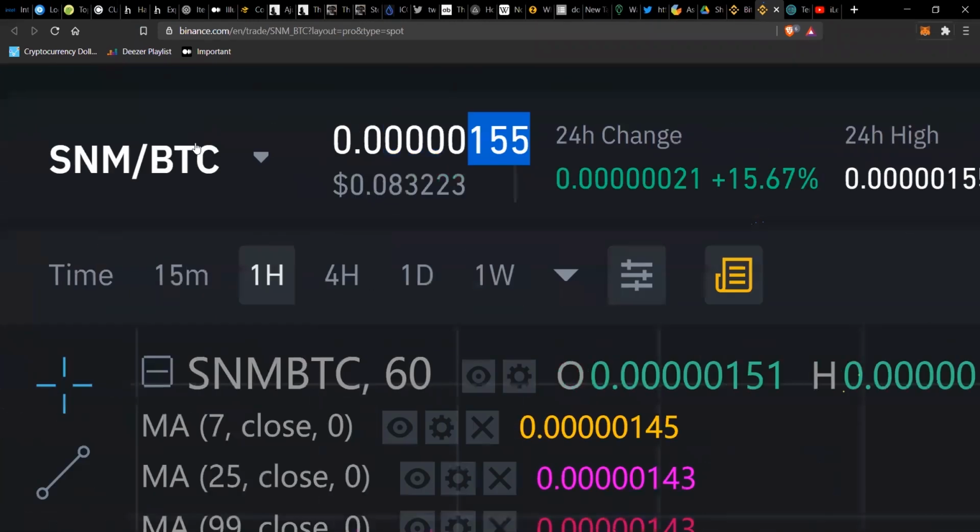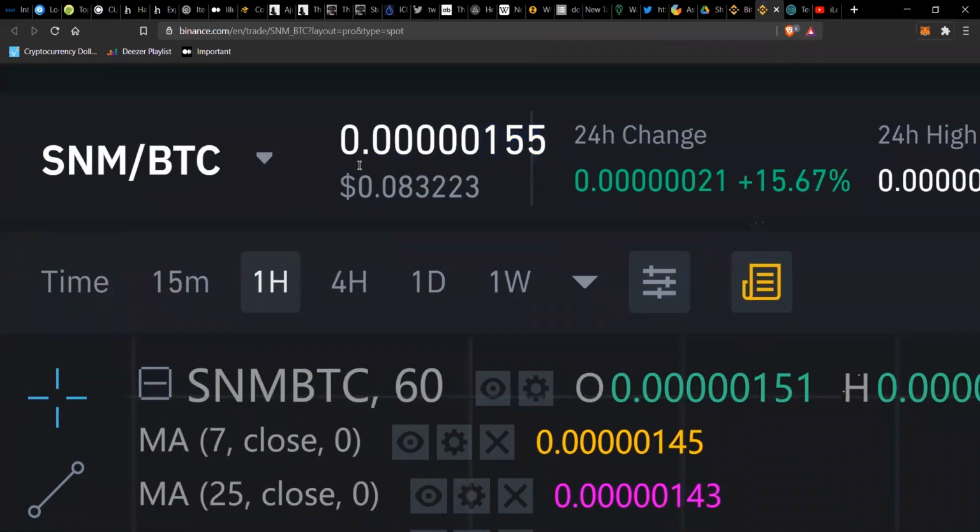So like I explained earlier, 1 Bitcoin is equal to 100 million Satoshi. 100 million, if you count the zeros, you see 000, 000, then 00. So 1 Bitcoin is 100 million Satoshi, that is equal to 1 BTC. If I want to buy this coin, instead of going up and down saying buy SNM at 0.000000, it's quite confusing because you might miss 1 zero, and if you miss 1 zero, you make a very, very big mistake. So I can just say buy SNM at 155 Satoshi, or SNM is currently trading at 155 sats.